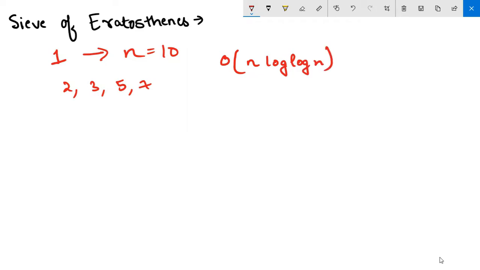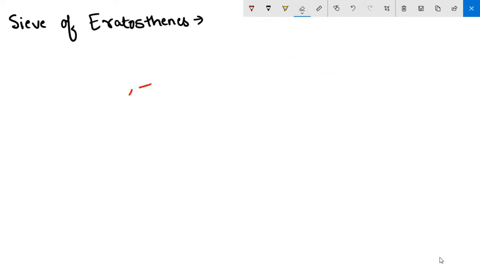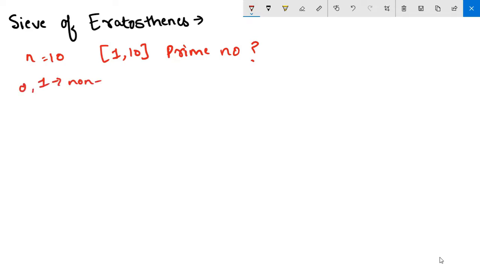Now we will look at what is the idea behind this algorithm, Sieve of Eratosthenes. So let me erase this. Okay, so let us see the idea. Suppose we are given n is equal to 10 and we have to find the prime numbers between 1 and 10. Okay, this is the problem. What Sieve of Eratosthenes does is it sets 1 and 0 as known non-prime because they are not prime, and from 2 we will start our checking. So 2, 3, 4, 5, 6, 7, 8, 9, and 10.